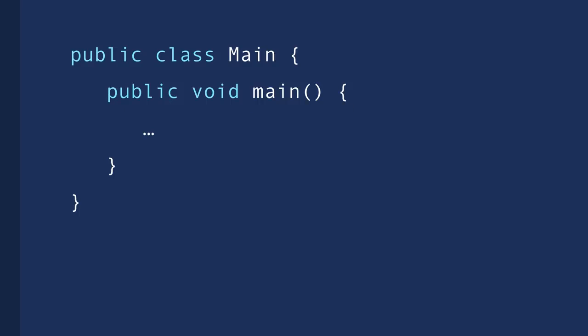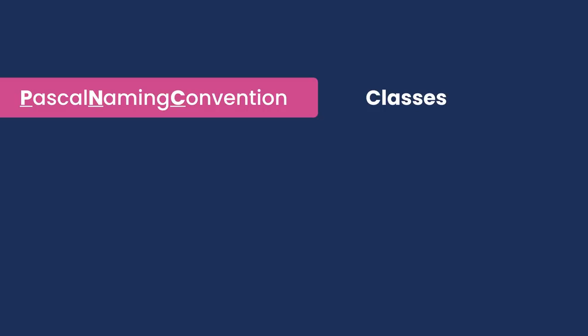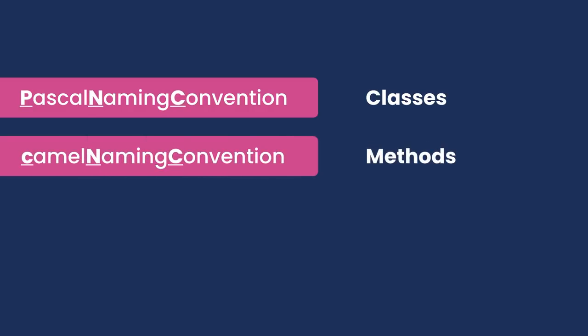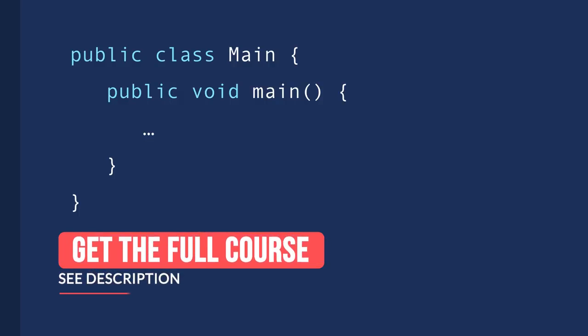Now, you might be curious why we have a capital M in the name of this class. Because in Java, we use different conventions for naming our classes and our methods. To name our classes, we use the Pascal naming convention, and that basically means the first letter of every word should be uppercase. In contrast, to name our methods, we use the Camel naming convention, and that means the first letter of every word should be uppercase except the first word. So that is why we have a capital M in the name of this class.